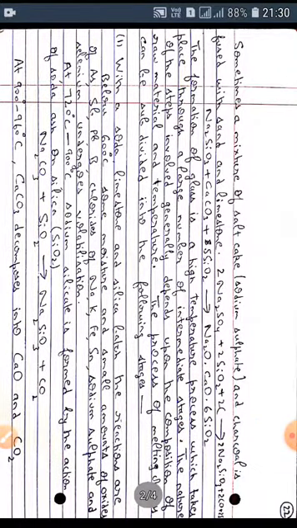Sometimes a mixture of salt cake, that is sodium sulfate, and charcoal is fused with sand and limestone. Then the equation occurs as follows: 2Na2SO4 plus 2SiO2 plus 2C, that is charcoal, gives 2Na2SiO3 plus 2CO plus 2SO2. This sodium silicate then reacts with calcium carbonate and silica to give sodium calcium silicate.